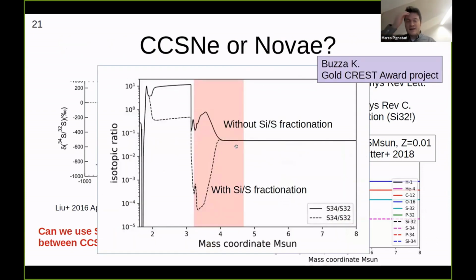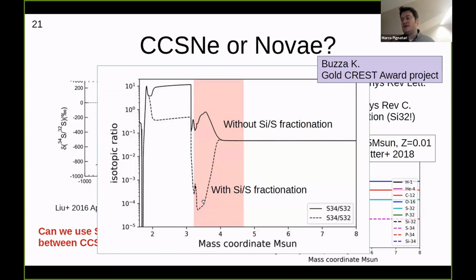And this is a student project that I actually did a few years ago when I was still in Hull, with a secondary school student. The student looked at the different models. This plot is really representative because it shows sulfur-34 over sulfur-32 when the fractionation is not considered and when it is considered. And embedded in this there are a lot of uncertainties.